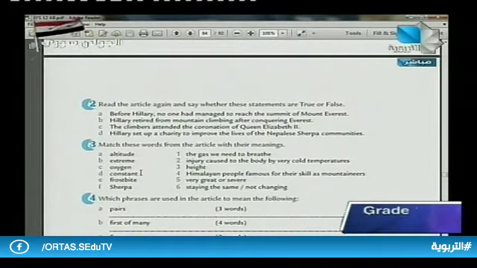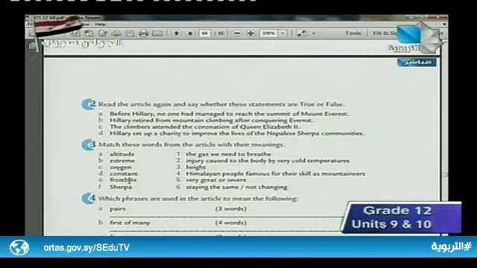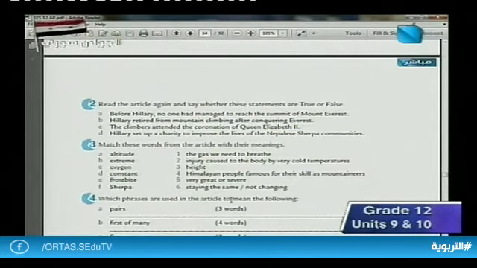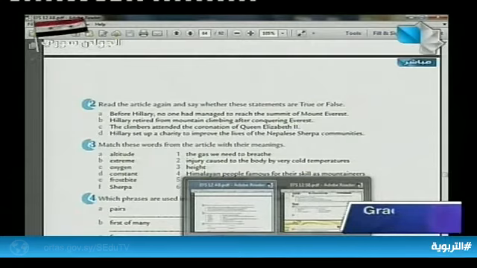Constant. Staying the same. Not changing. Frostbite, this is the injury caused to the body by cold temperatures. And the word Sherpa: Himalayan people famous for their skill as mountaineers or climbers. Thank you very much. Now we can move on to Unit 10 in the student's book.